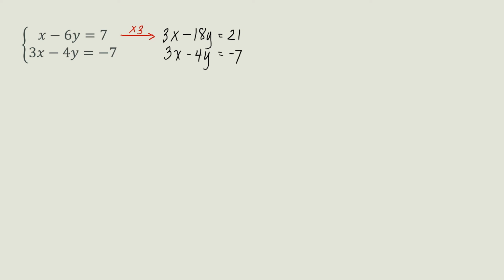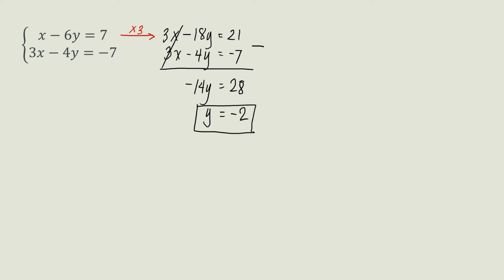Now to eliminate x, of course, we need to perform subtraction. Let's subtract the second equation from the first equation. So this is 3x minus 3x, of course, that's 0x. Then next you have -18y minus -4y, so that would be -18y plus 4y, so that is -14y. Next, 21 minus -7, or 21 plus 7, is 28. Divide both sides by -14. So y is equal to -2.